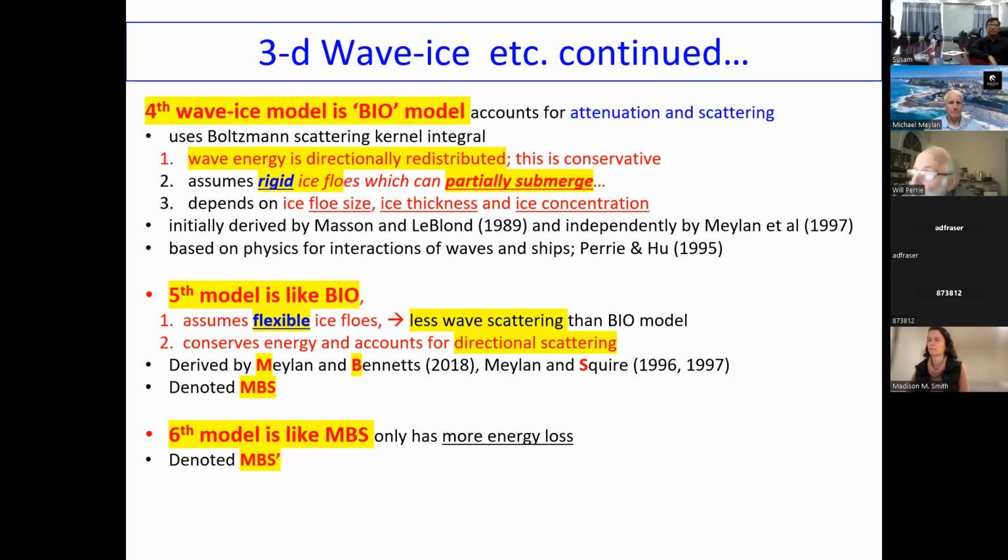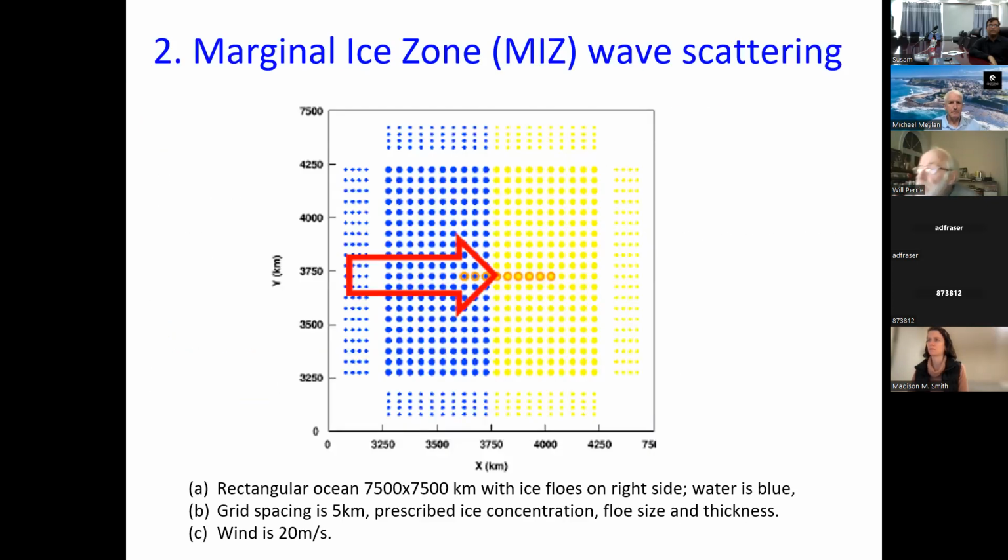So what are the basic characteristics of these models? To answer the question, we assume a simple rectangular ocean with open water in the blue dots and ice in the yellow dots. We assume the wind is from left to right, constant everywhere, and uniform floes everywhere. The rectangular ocean is kind of large, 7,500 kilometers, grid spacing 5 kilometers, wind 20 meters per second.